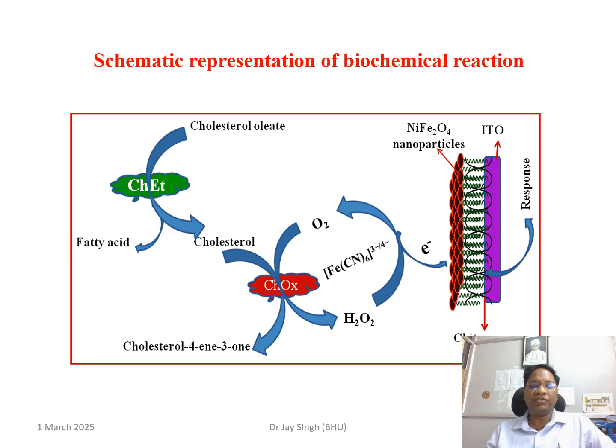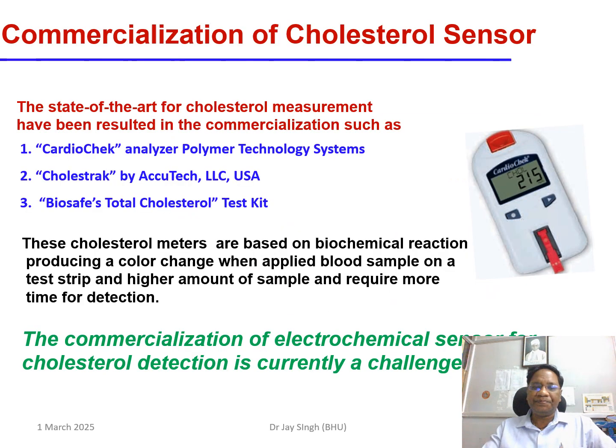We can see that cholesterol oleate, in the presence of cholesterol esterase, is converted to fatty acid plus cholesterol. Then cholesterol, again with its corresponding enzyme, that is cholesterol oxidase, is converted to cholest-4-en-3-one, and with the mediator, here we can use ferrocyanide, H2O2 is formed, and H2O2 potentially gives electrons, converted to 2H plus and 2e minus, and these 2 electrons increase linearly with respect to the cholesterol concentration, detected by the transducer. Here we can use an electrochemical transducer.